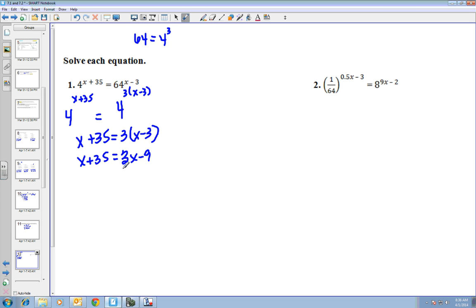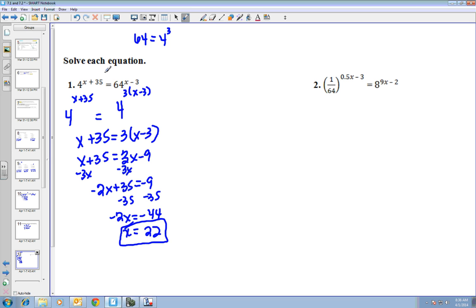Now I'm solving for x. I'm going to subtract 3x. So I get negative 2x plus 35 equals negative 9. Subtract 35. Negative 2x equals, what is that, negative 44? So x equals 22. If I plug 22 in and check it, they're going to equal each other. Okay, that was number 1.